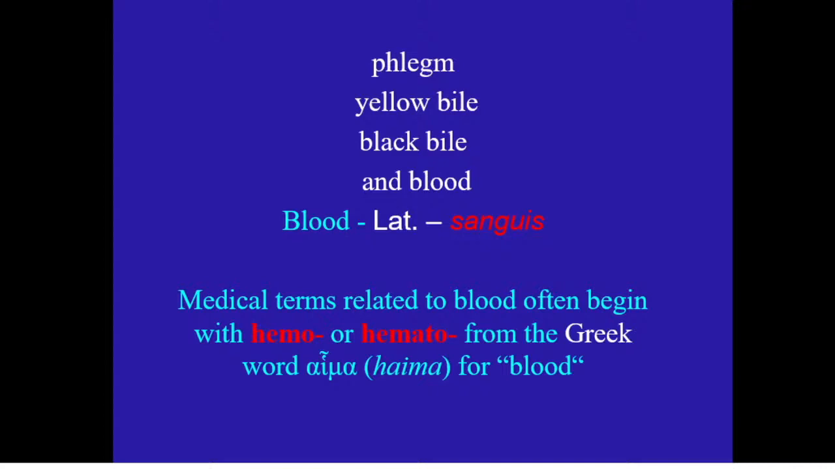But medical terms, pay attention, related to blood often begin with the prefix hemato, from the Greek word haima, which means blood. So hematology is the science about blood. Hematotransfusion is a transfusion of blood. Mainly, we are using these terms. But sanguinic, you know, this is the first temperament.